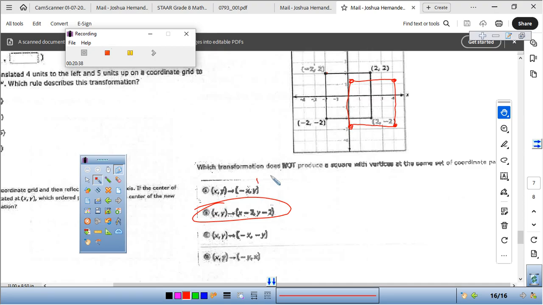B. That's the only translation. This is a reflection over the y-axis. This is a rotation of 180. This is a rotation of, I guess, counterclockwise 90 or 270 clockwise. So it's up to you how you look at it.